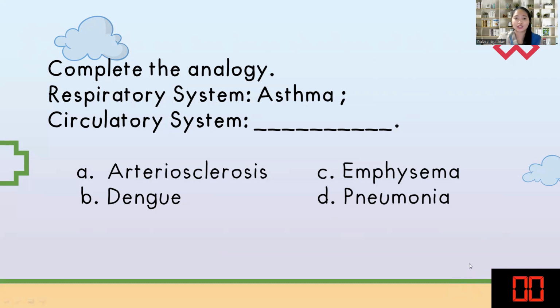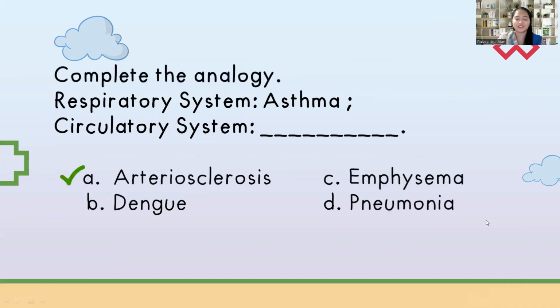Okay, let us do elimination method. We are very sure that dengue is not part of this analogy because dengue is not a disease of either the respiratory or the circulatory system. So let's eliminate dengue. And we all know that emphysema and pneumonia are lung or pulmonary diseases. So these are all respiratory diseases. So it leaves us to one last option, which is the arteriosclerosis. And from the word arterio, which is the artery, it pertains to your circulatory system. So the answer is A, arteriosclerosis.